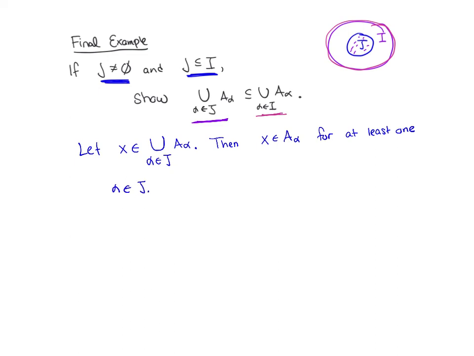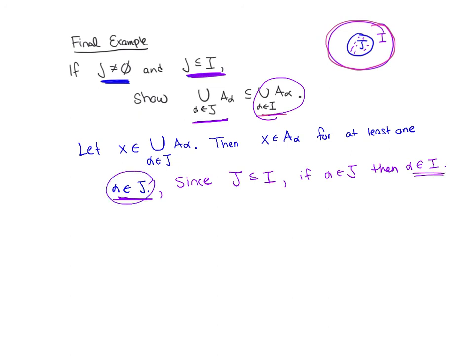Now we're trying to show that this element is also in the union over all alpha in I of A sub alpha. So what I really want to know is that it's in one of the A sub alphas for the alpha in I. But I know that alpha is in J. Well, J is a subset of I. So since J is a subset of I, if alpha's in J, then alpha is in I. And we know that it was in J, so that means it's going to be in I.